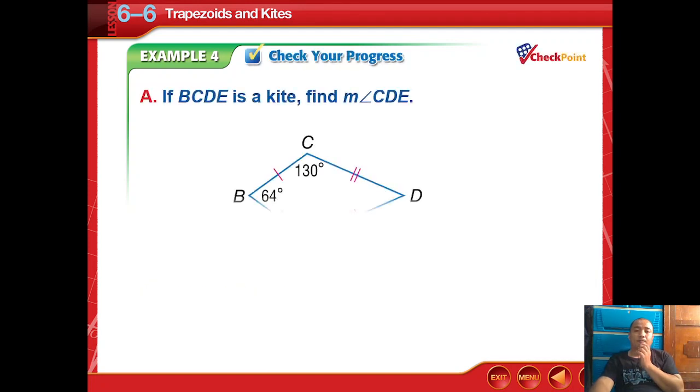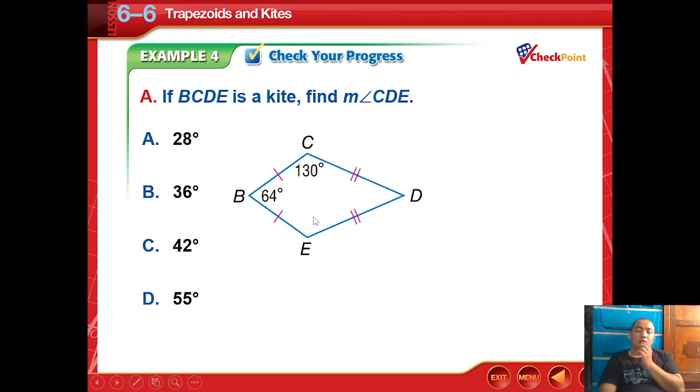Okay. Now, another. If BCDE is a kite, find the measure of angle CDE. Similarly, angle E is also 130 degrees. They are equal. Angle C and angle E are congruent. So, what's the measure of angle D? 360 minus 130 times 2, 260. Minus 260, minus 64. So, 36 is angle D, or angle CDE. 36 degrees. Right?